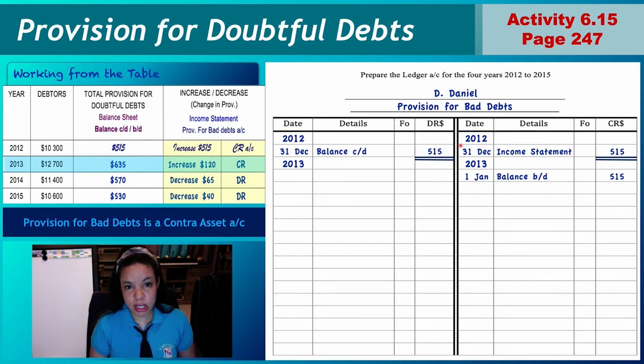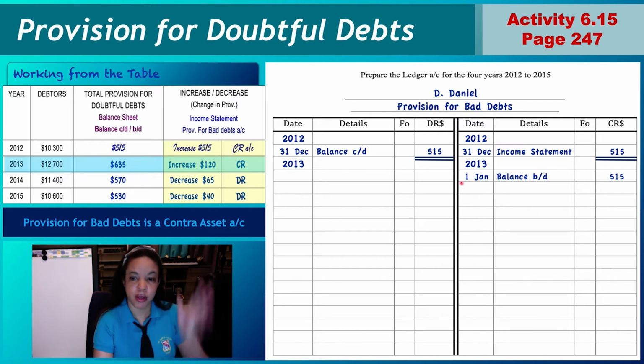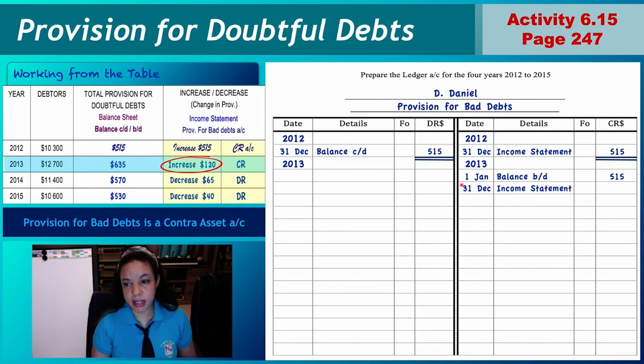What was the increase or decrease? We had another increase, and it increased by 120. So which side are we going on? We are going to go on the credit side. So this side here, we're going on the credit side. End of the year, 31st of December, 120, because that's the increase, 120. You end there. What do we do now?